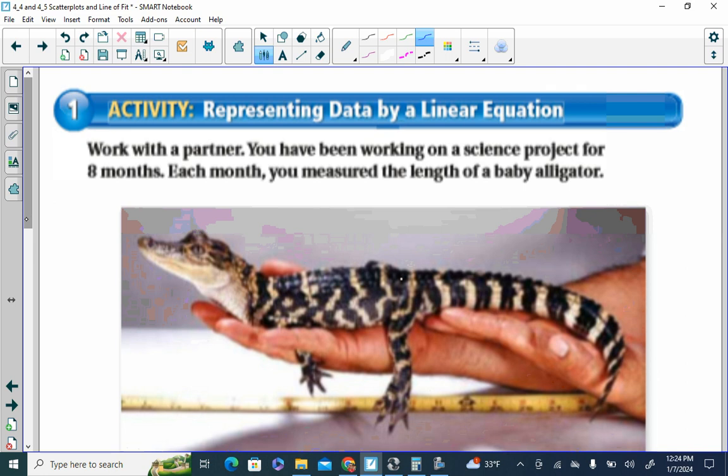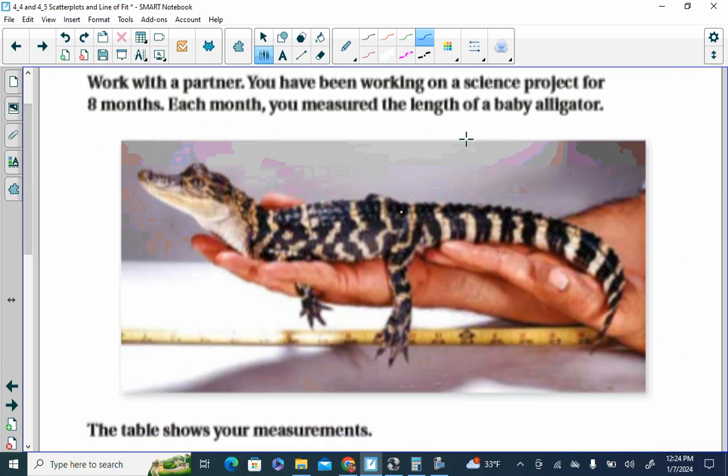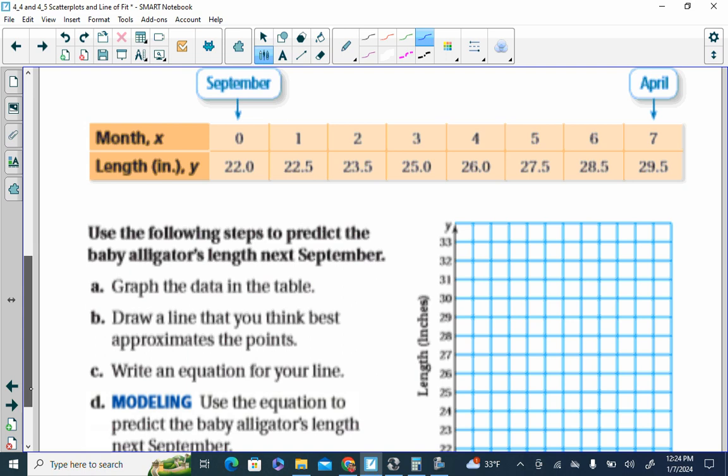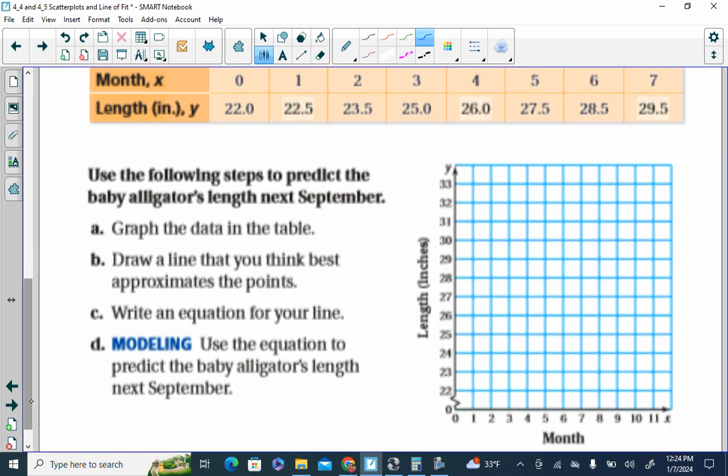Okay, here we want to be looking at the length of a baby alligator over time. So now we're going to have to plot the data points ourselves, right? So we want to look at that and say, okay, at month 0, that's when you're first born. Month 0, he's at 22 inches. Month number 1, we're at 22.5. That's going to be right in here between 22 and 23. Month 2, we're getting our data from here. Month 2, we're at 23.5, so that is going to be here. Month 3, we're at 25.